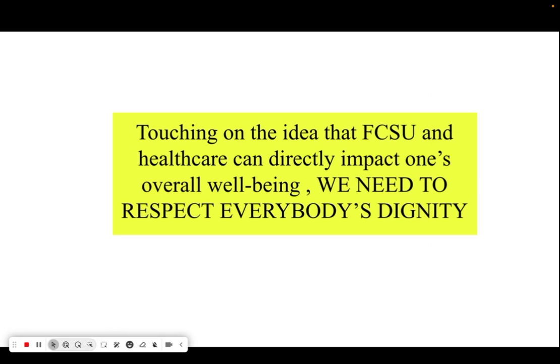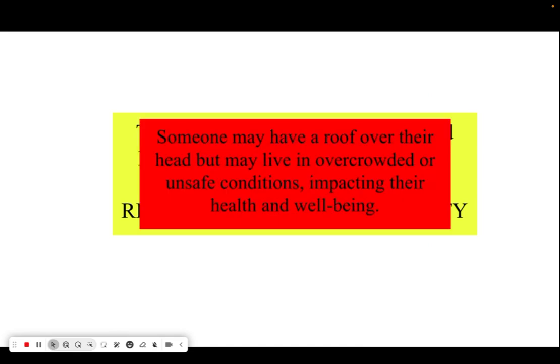So, touching on the idea that food, clothing, shelter, utilities, and healthcare can directly impact one's overall well-being, we need to respect everybody's dignity. Because someone may have a roof over their head, but may live in overcrowded or unsafe conditions, impacting their health and well-being.